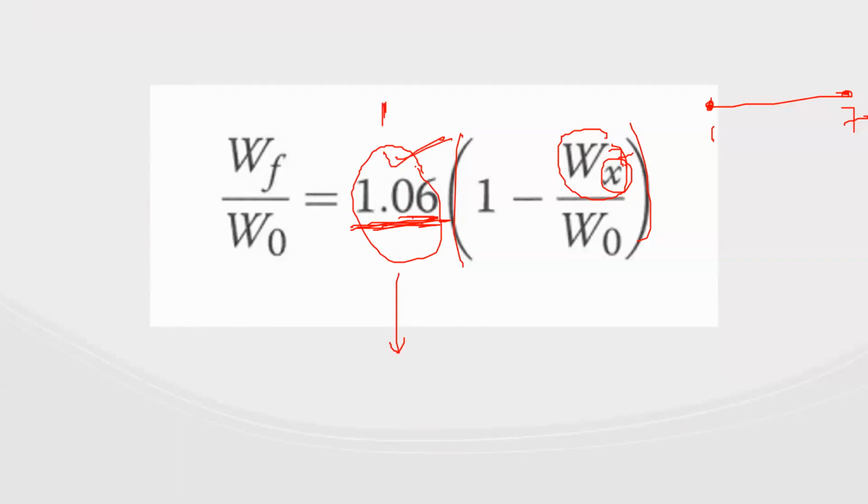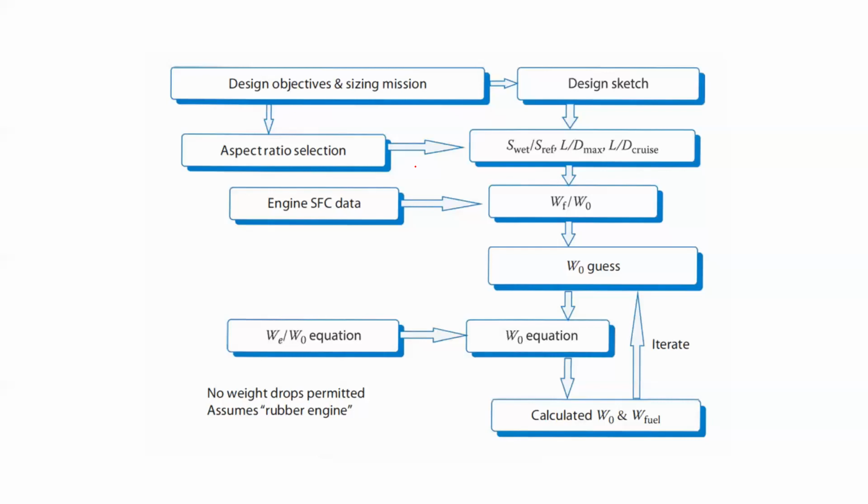So you add this, you factor in basically the extra fuel that you are carrying. So now this entire design procedure is listed here. Design objectives and sizing mission. You design a sketch, right? You choose L by D max, L by D cruise. You find out the fuel fraction.